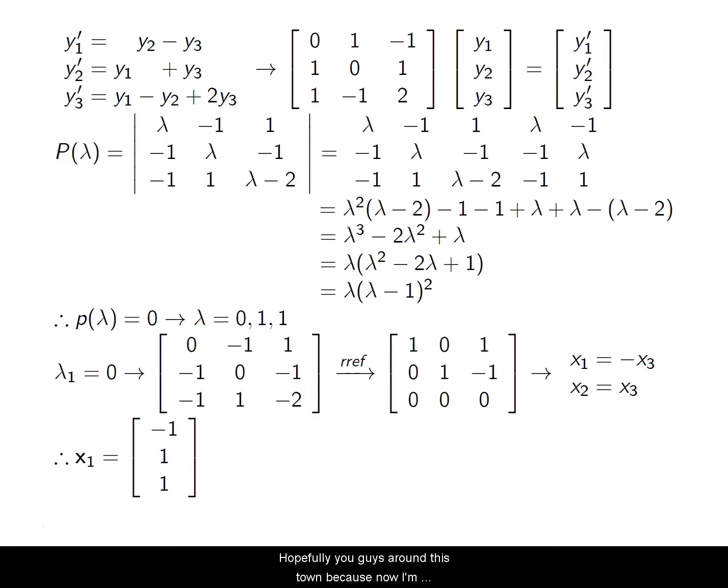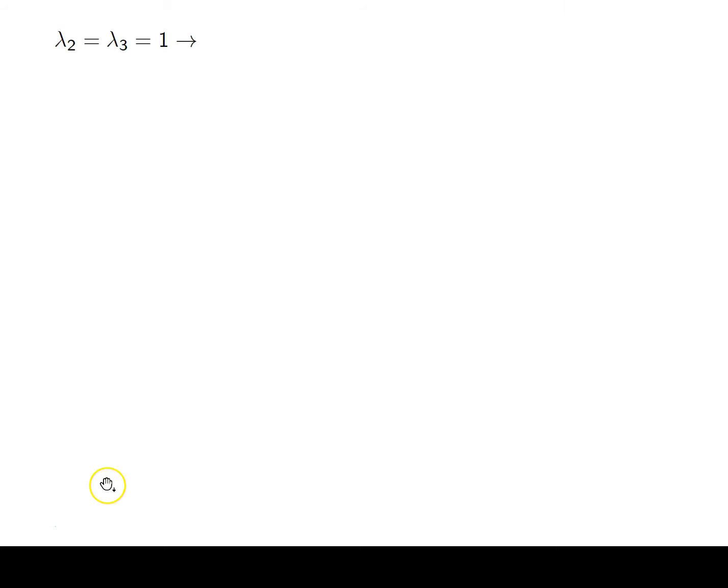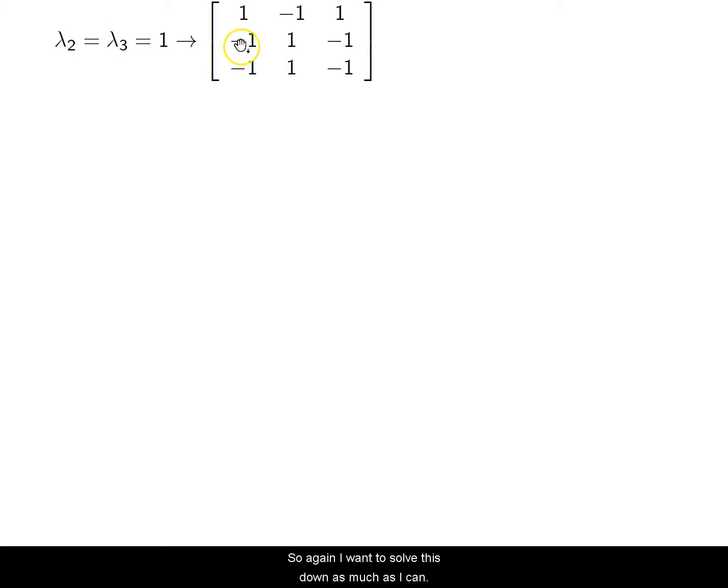Hopefully you guys are writing this down because now I'm going to switch to a clean screen. So you'll need to remember what this is. So make sure you have it readily available to you because we're going to plug in 1 for all of these parts. So 1, -1, 1, -1, 1, -1, -1, 1, and then this is 1 minus 2, so it'll be a -1 there as well. Okay. So we have our matrix here. Okay. So again, I want to solve this down as much as I can. So I throw it into my calculator.